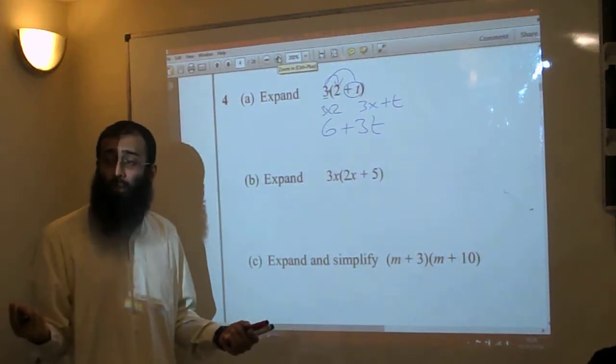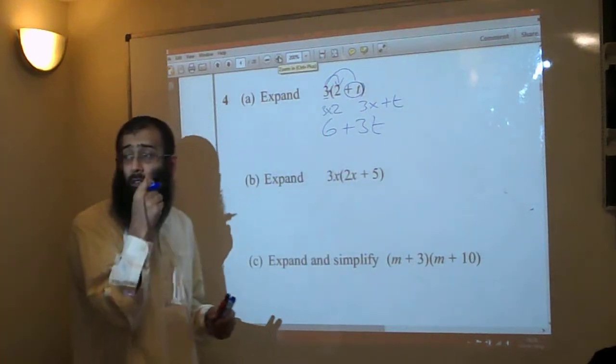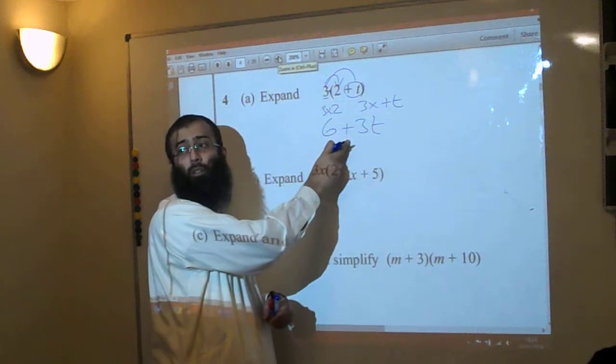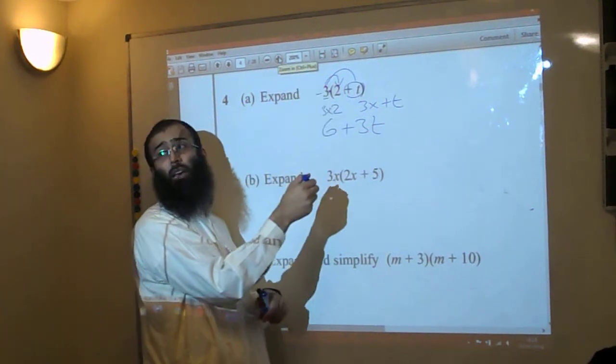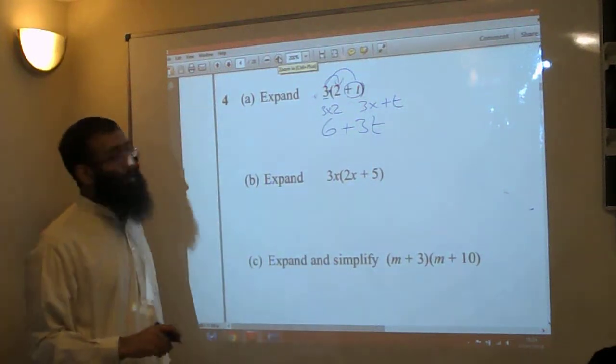So if you miss out the plus, what happens to the minus? It's even worse. And what sign do you put in the middle? So the sign here is generated from the question itself and not by copying it down. Because if I was to put a minus here, that would become minus and not plus. Okay, we done that? Happy with that question?